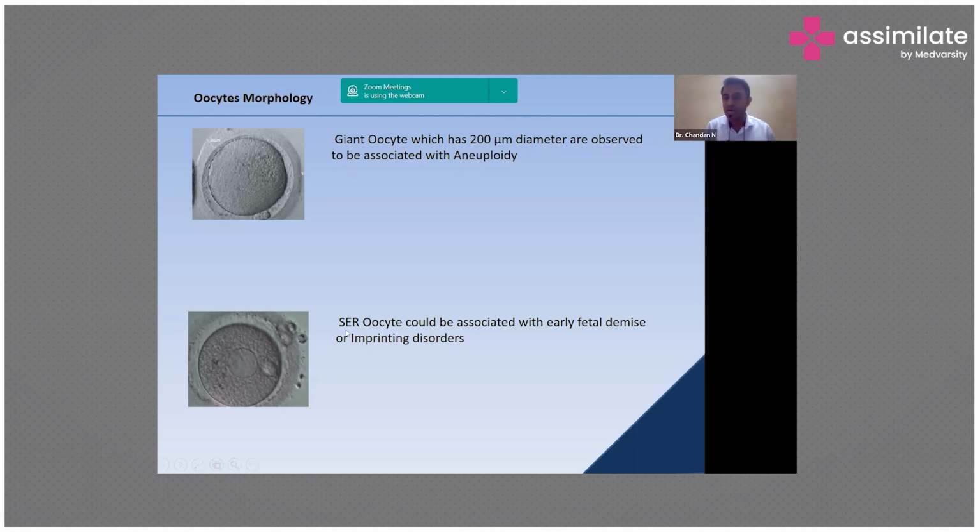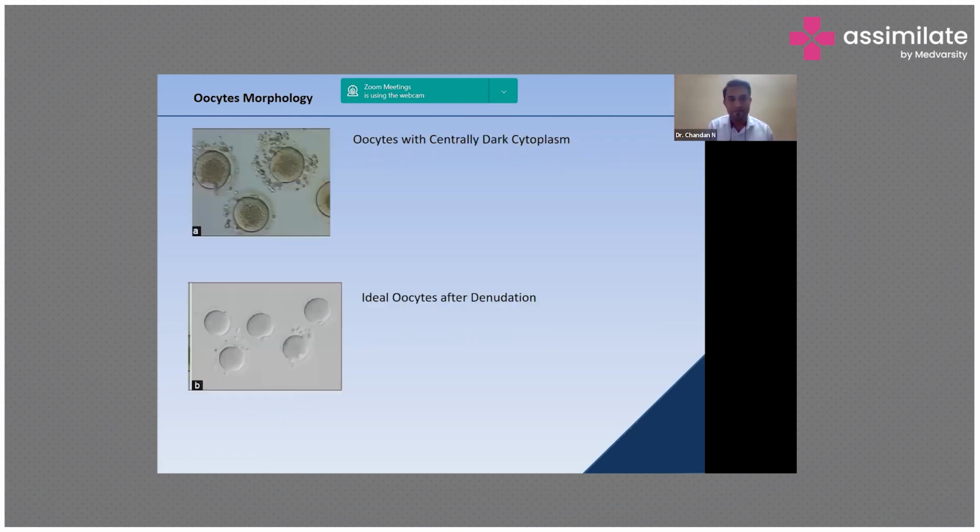Sometimes you have an SER, that is, smooth endoplasmic reticulum. In this picture, you can see there is a big vacuole present. When there is a big vacuole, it's nothing but SER, smooth endoplasmic reticulum. Again, this has certain imprinting disorders in the DNA, basically some issues in the chromosomal pattern.